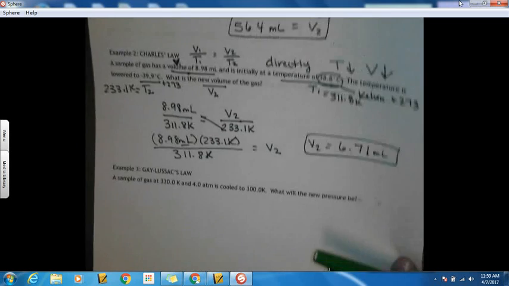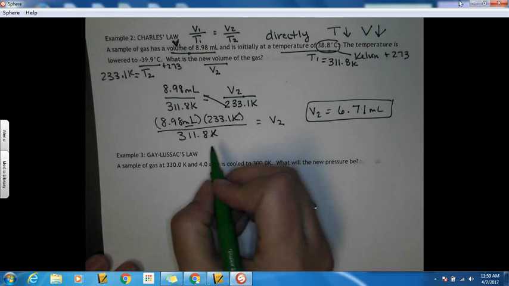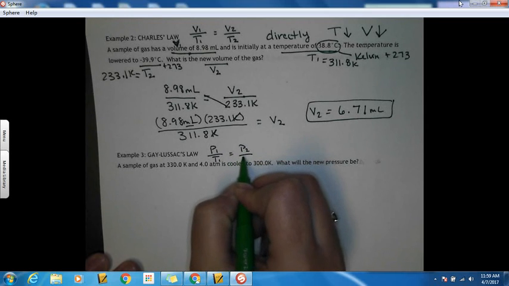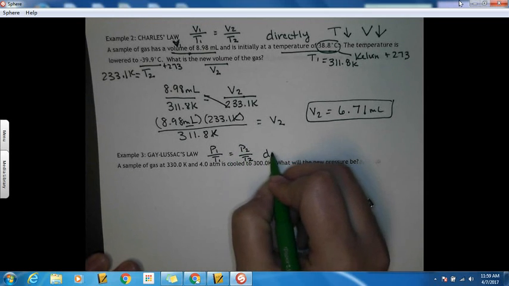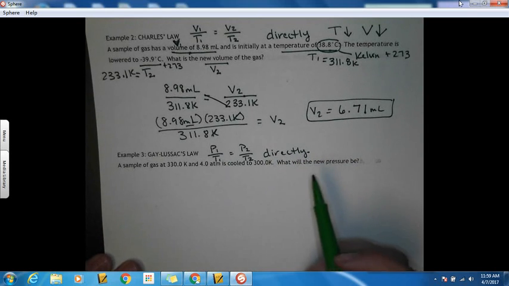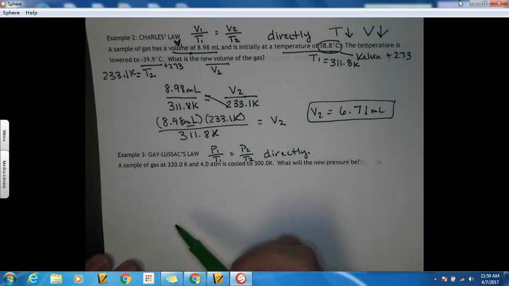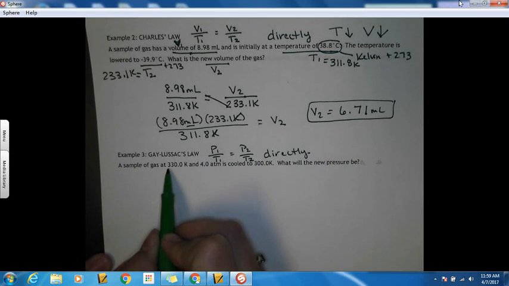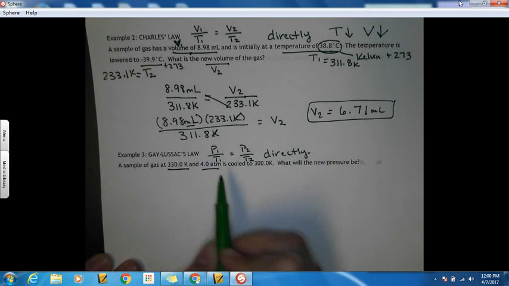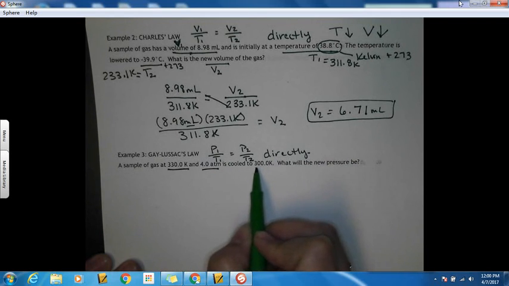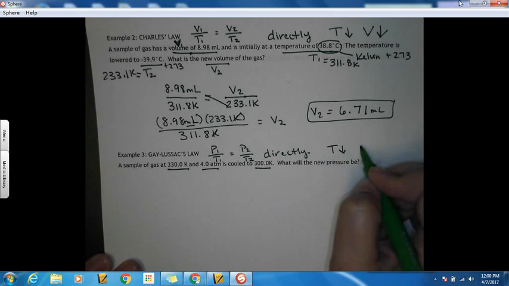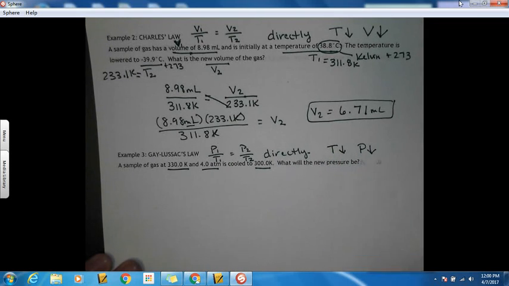Alright, so then we next have Gay-Lussac's law, which we said was pressure and temperature were directly proportional. And since they're directly proportional, we should see that they'll change the same direction as well. So we have a sample of gas that has a temperature of 330 Kelvin at 4 atmospheres is cooled to 300 Kelvin. So again, our temperature went down, so we would expect that our pressure would also go down.